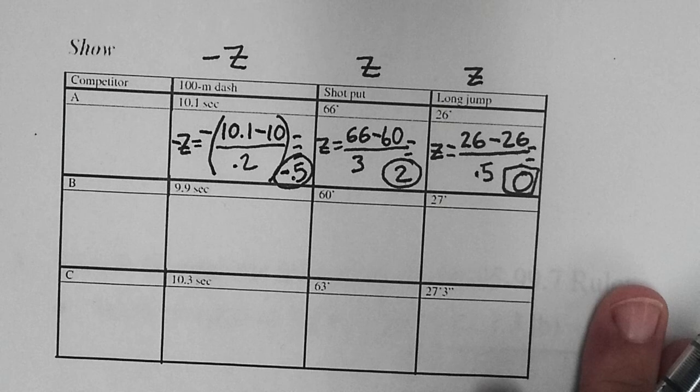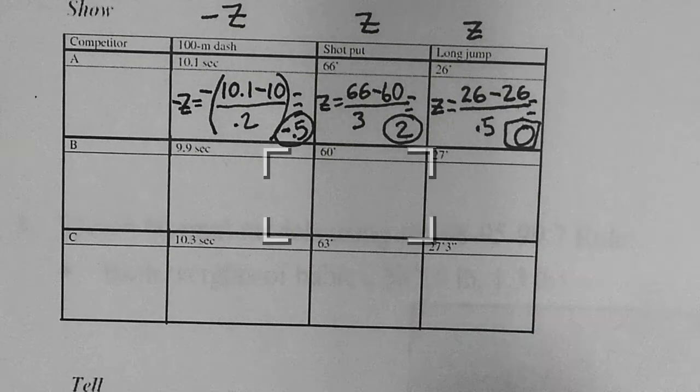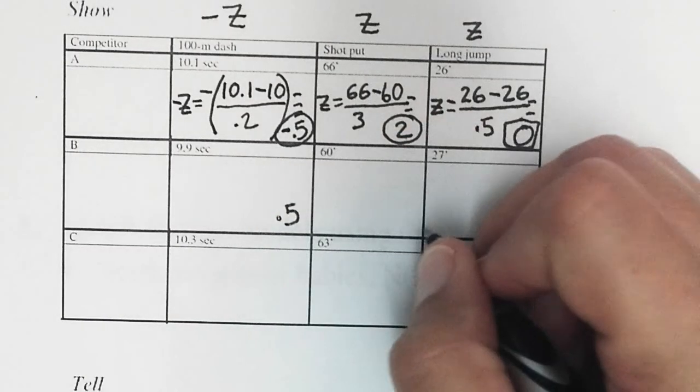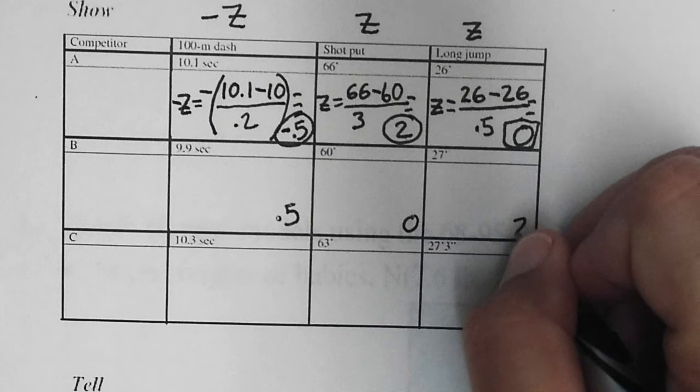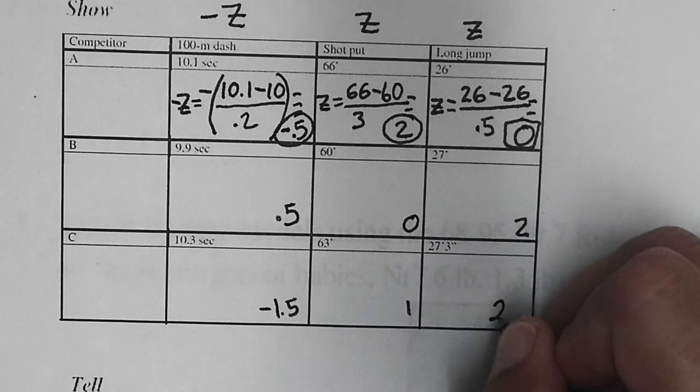Okay, so if we go through and we do this process for all of these athletes, you should go through and do these and make sure you're able to get these numbers. This one's 0.5, this will get you a 0, this will get you a 2, this will get you a negative 1.5, this is a 1, and this is a 2.5.